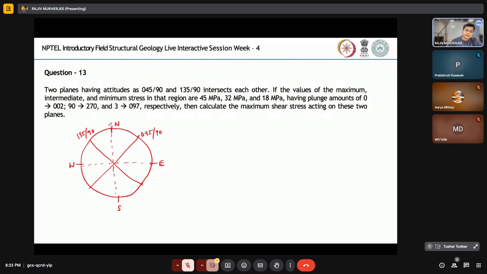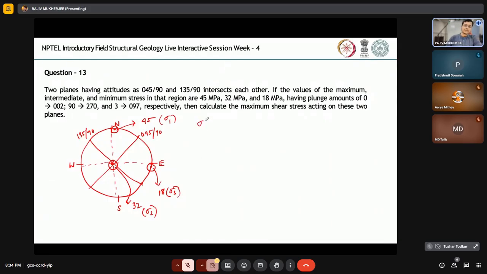One of the stresses actually has plunge amount 0 degrees towards 002. So this is one. Another has 90 degrees towards 270, and 90 degrees means it is exactly at this center. And another one has 3 degrees towards 097, somewhere here. So this one is 45, this is 32, and this one is 18. So this is obviously sigma 1, this is sigma 2, and this is sigma 3. So these are the orientation and the magnitude of the stresses.